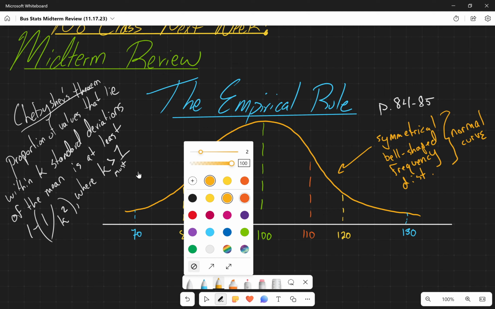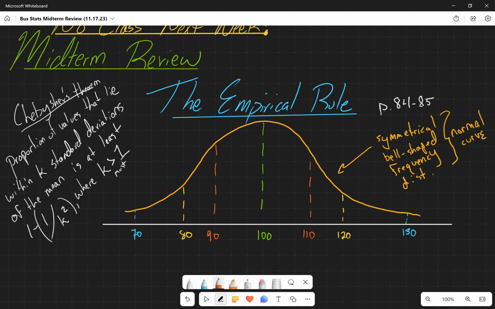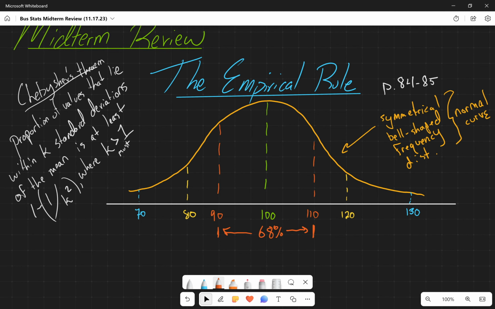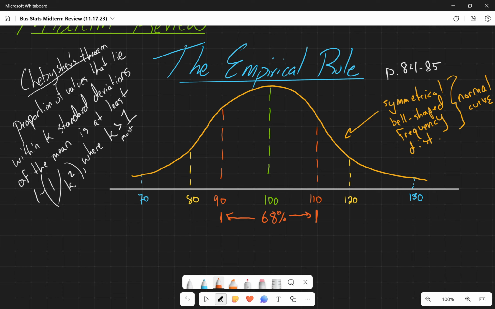The first one is that when we are looking at the central bit of the data, if it's a normal curve, we know that 68% of all the data is going to fall between 90 and 110. How did we come up with this? We were told that our mu, our mean, is equal to 100, and our standard deviation is equal to 10. Just a very simple situation: 100 is your average, standard deviation is 10.